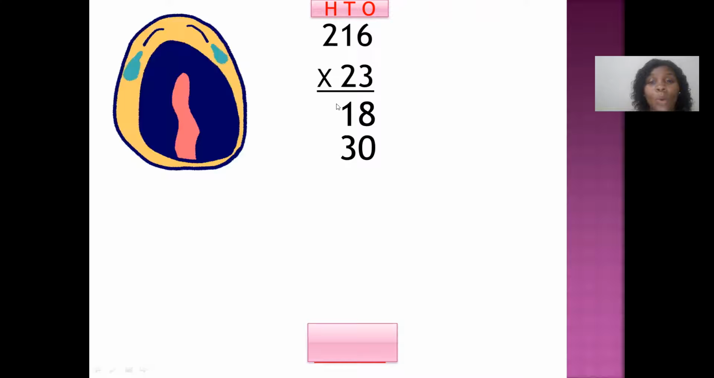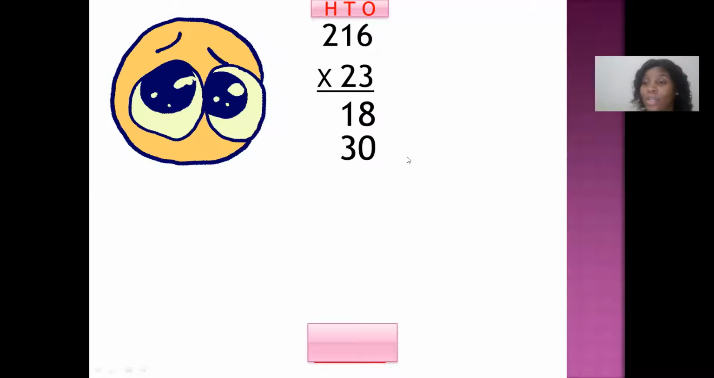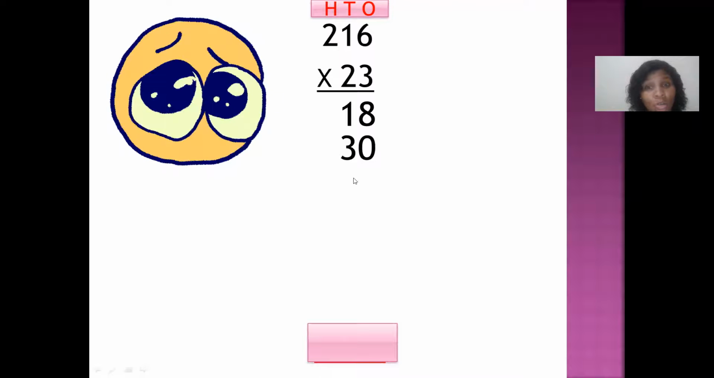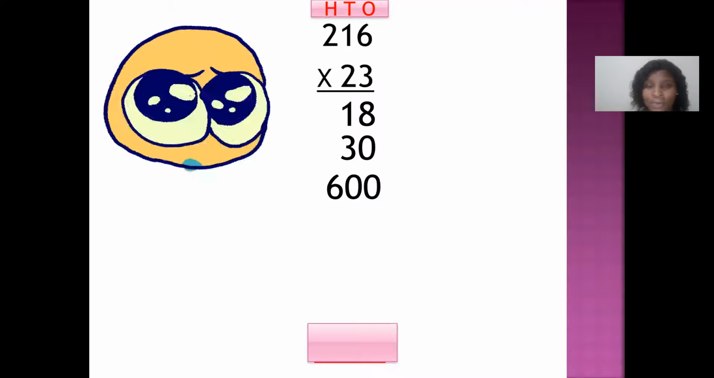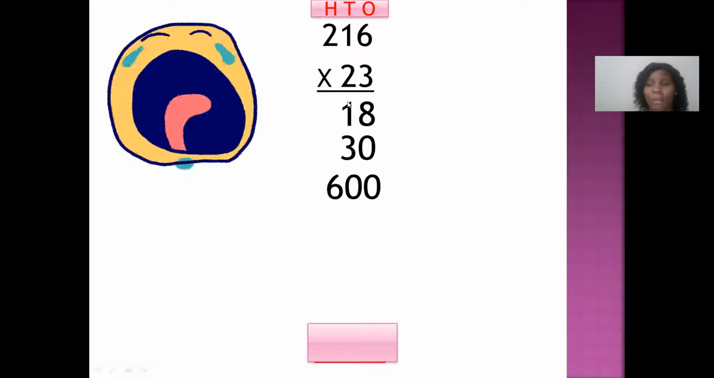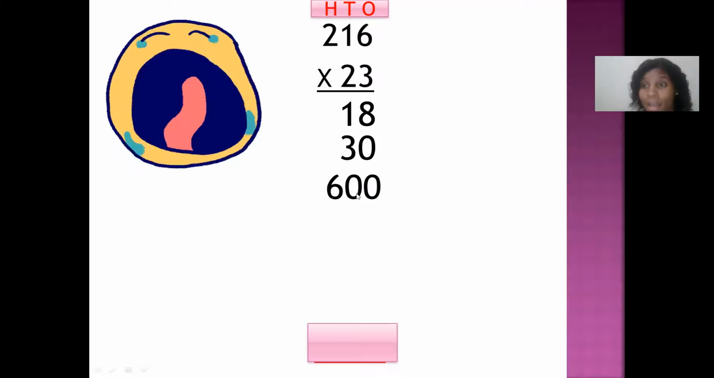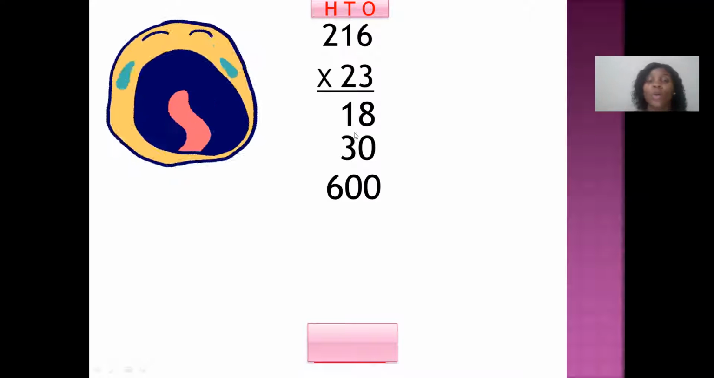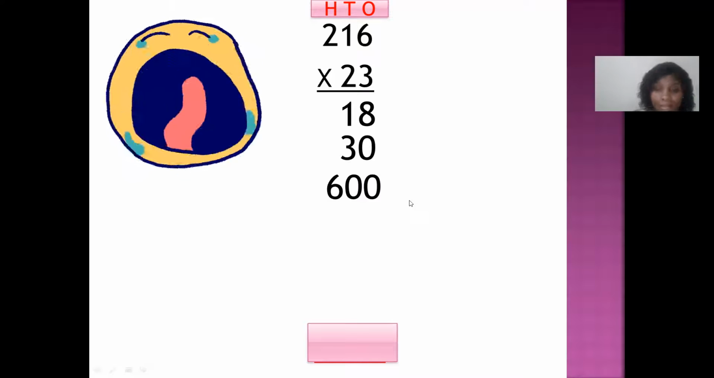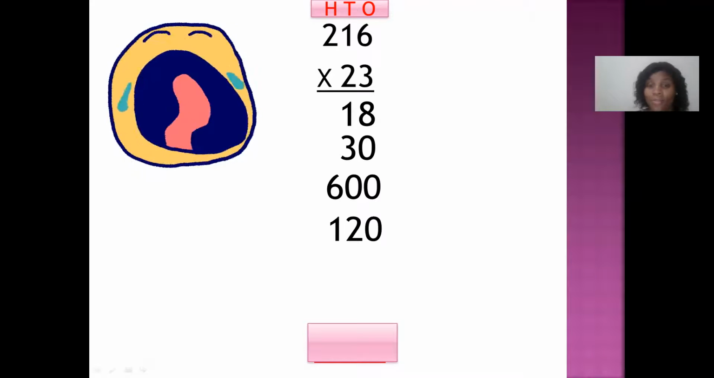Now we have our 3 times 2. And our 3 times 2 is? Good, boys and girls. But what do we have to do now? Add 2 zeros. So that gives us 600. Now we're going to go in our tens column. And remember, we repeat the steps, okay? So we're going to go 2 times 6 is 12.